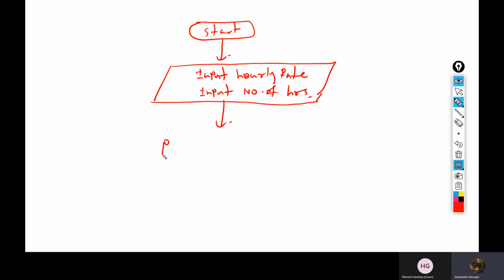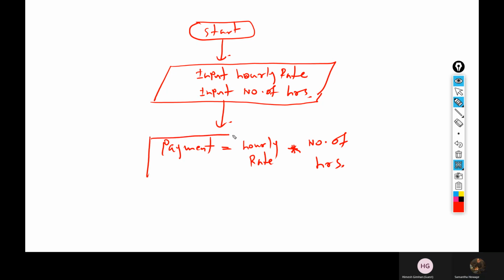Okay. Now I am going to calculate the payment. I'll put an equal sign. Then multiply. It should be multiply, not like this. Multiply number of hours. This is the rectangle shape. That means the action.